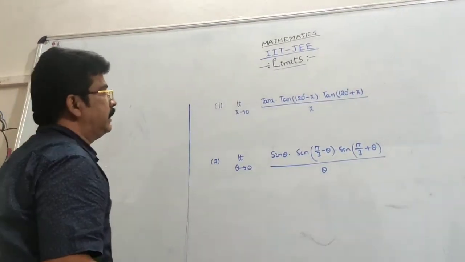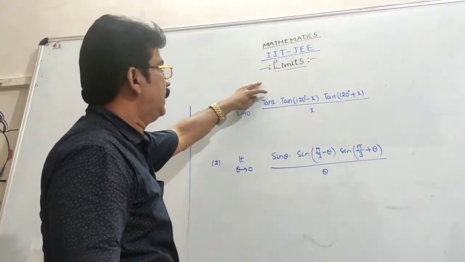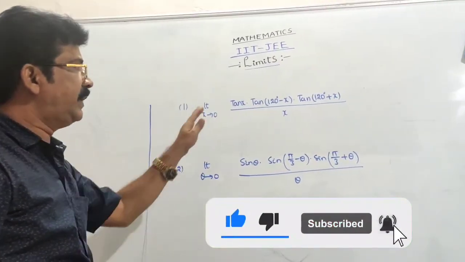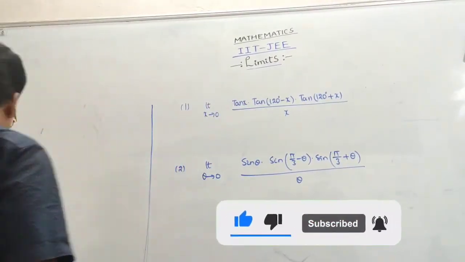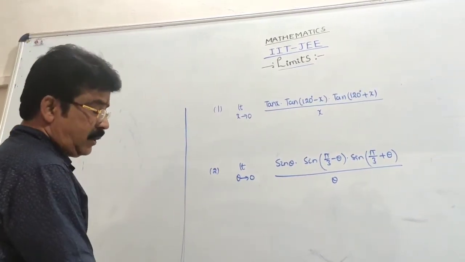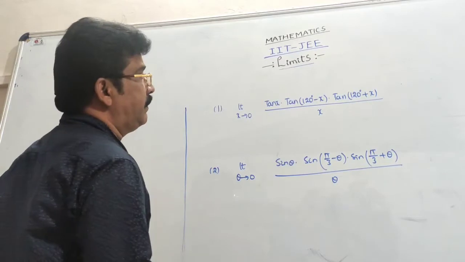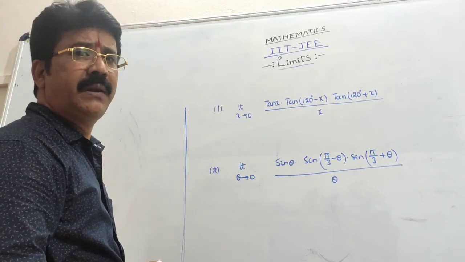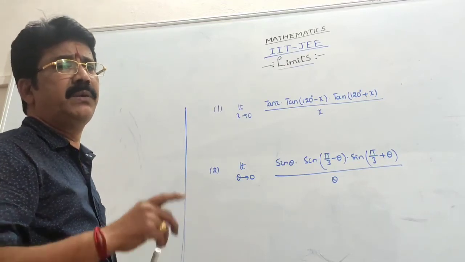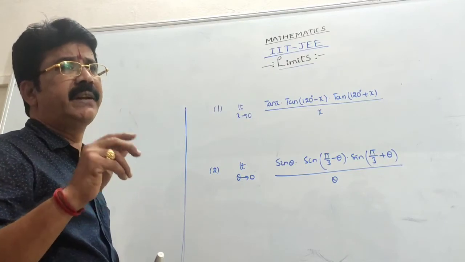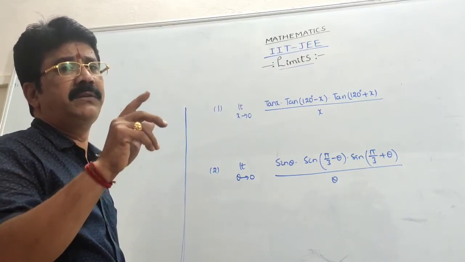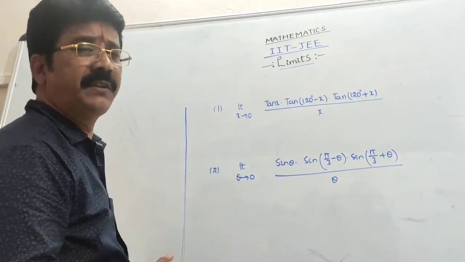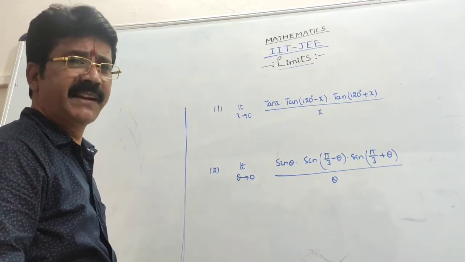Number 1. Limit x tends to 0 of tan x into tan of (120 minus x) into tan of (120 degrees plus x) divided by x. Actually, it is according to the procedure. We have to use the formula tan of (a plus b) into tan of (a minus b). You know very well tan of (a minus b) equals (tan a minus tan b) by (1 plus tan a tan b), and tan of (a plus b) equals (tan a plus tan b) by (1 minus tan a tan b). Okay, it is a very lengthy process.